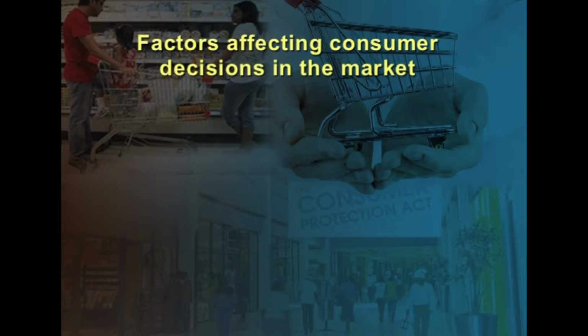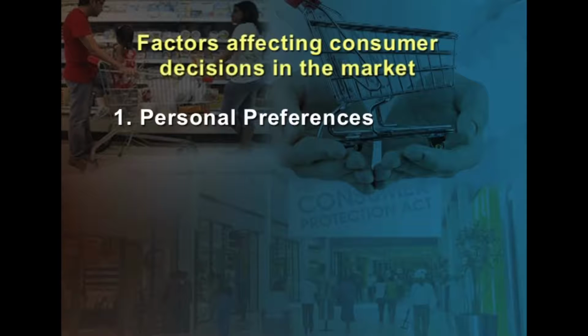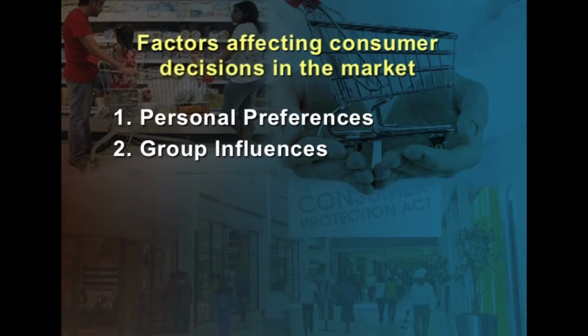Factors affecting consumer decisions in the market. Personal preferences. At the personal level, consumer decisions are influenced by various shades of likes, dislikes, priorities, morals, and values. Group influences. Group influence is also seen to affect the decisions made by a consumer. The primary influential group, consisting of family members, classmates, immediate relatives, and the secondary influential group, consisting of neighbors and acquaintances, are seen to have greater influence on the purchasing decisions of a consumer.